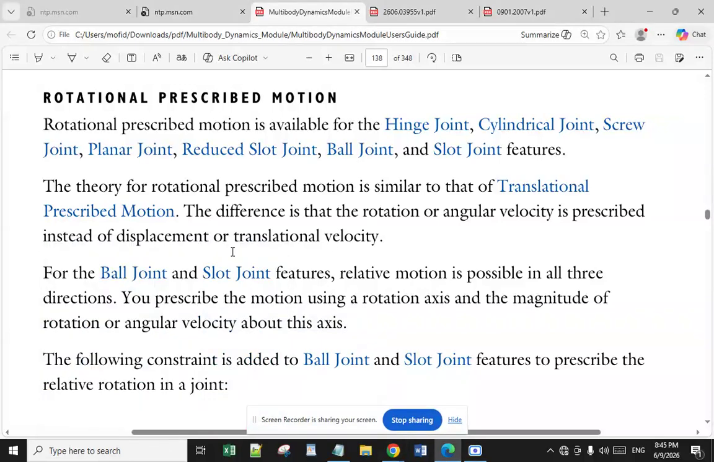In the name of Almighty God, I'm Mahsa Sankoshi, and today I want to talk about the multibody dynamics module in Capsule multiphysics simulation software. Today I want to go through the rotational prescribed motion.